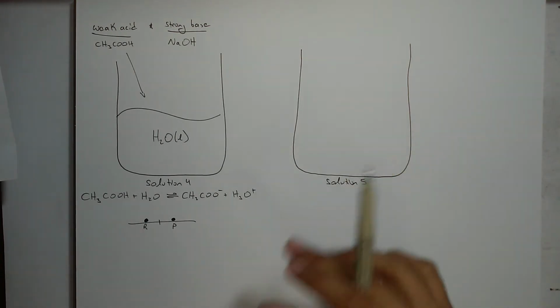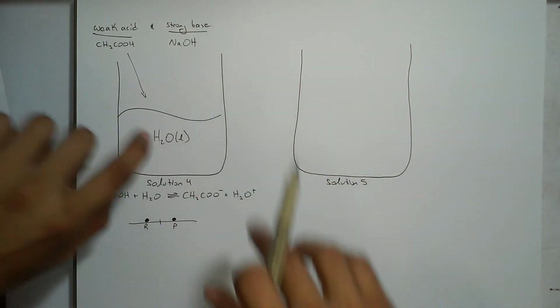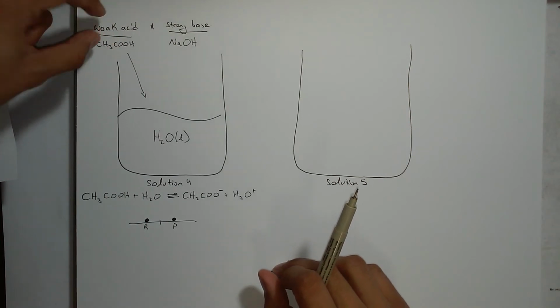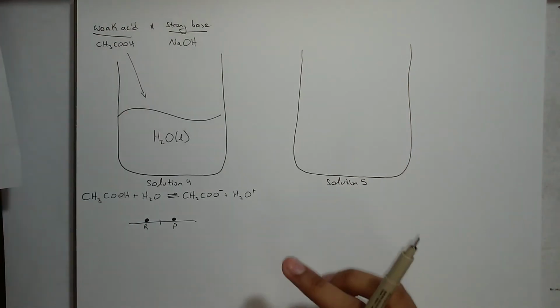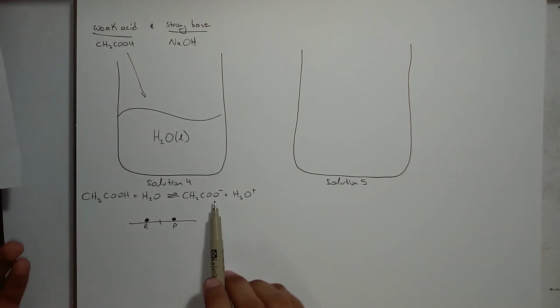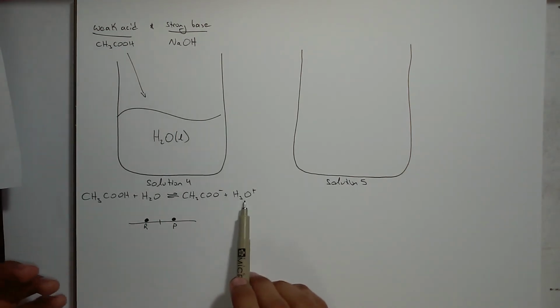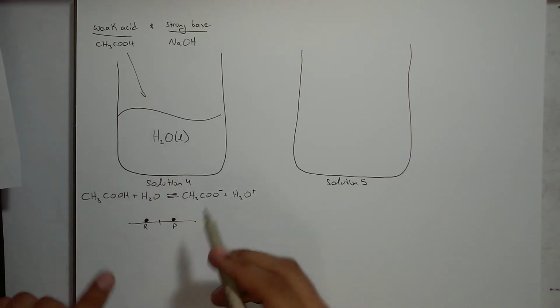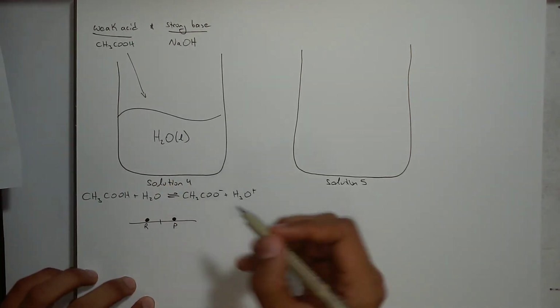So it makes sense so far, right? You have a beaker which contains water, and you took some of the weak acid, acetic acid in this case, and you toss it inside of the solution. Acetic acid reacts with water, producing the conjugate base and a hydronium ion. And eventually we know that this is a reaction that reaches equilibrium.